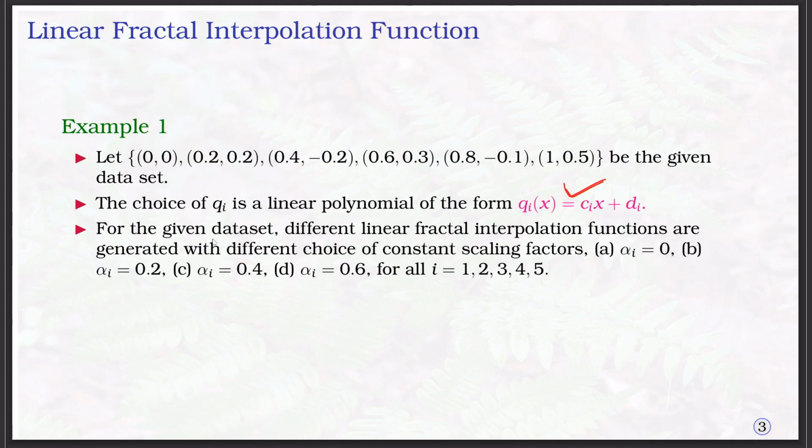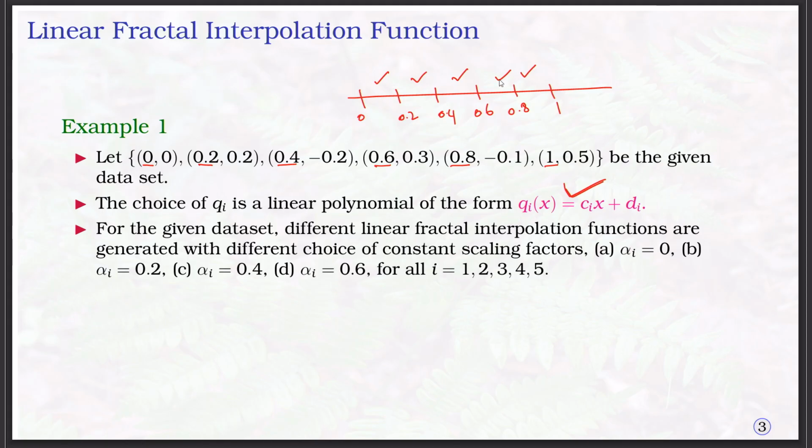Then for the given data set, how many data points do we have? Totally 6 data points. You can observe x values starting from 0, 0.2, 0.4, 0.6, 0.8 and 1. This is the given data, at equal intervals. Now, we have 1, 2, 3, 4, 5 intervals. So, for each interval we need to choose the scaling.